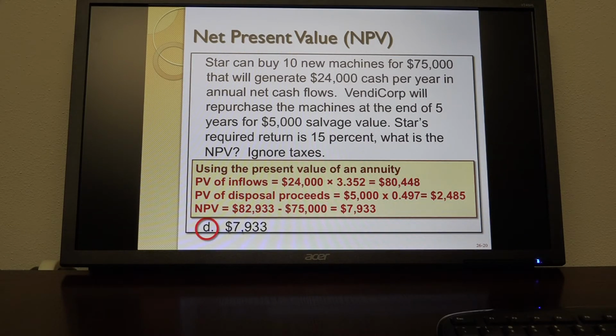So, next question is, well, okay, good. I've got this number. What does it mean? Well, if you have a project and you have a required rate of return, you're only going to pick those projects which have a positive net present value. In other words, you're getting more present value of inflows than present value of outflows.